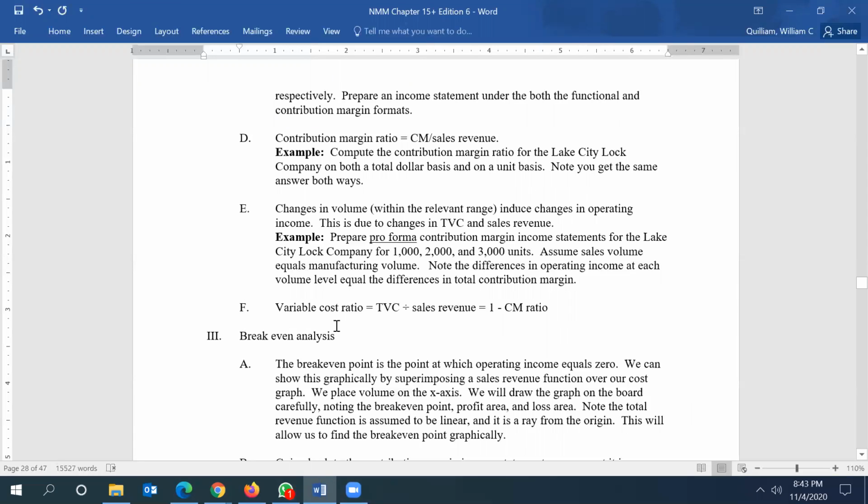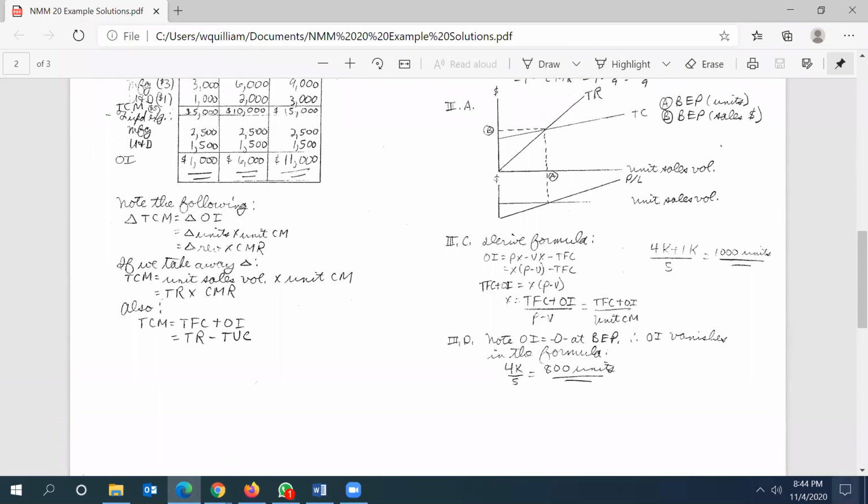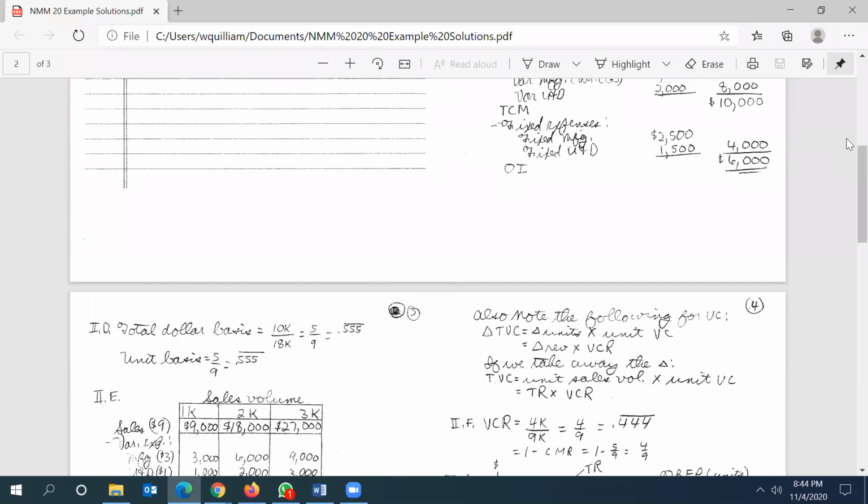Let me come down for a moment to F, the variable cost ratio. Well, it's going to look a lot like the contribution margin ratio. It's going to be total variable cost divided by sales revenue, or 1 minus contribution margin ratio, because out of every sales dollar, something is either variable cost or it's contribution margin, since we're subtracting variable cost from our sales revenue figure. So let me come back to my handwritten solution page here and look just under this here.